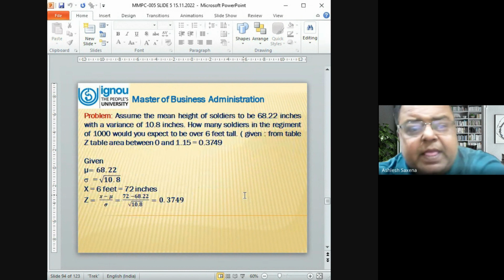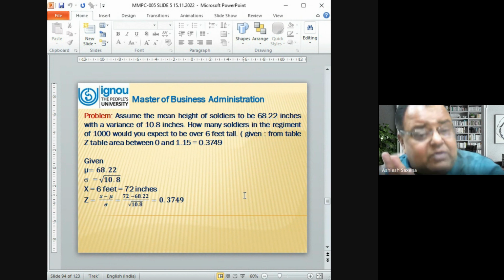Now see, assume the mean height of soldiers to be 68.22 inches and a variance of 10.8 inches. How many soldiers in a regiment of 1,000 would you expect to be over 6 feet tall? The given value of Z for the area between 0 and 1.15 is 0.3749. This value is given to you in the problem.